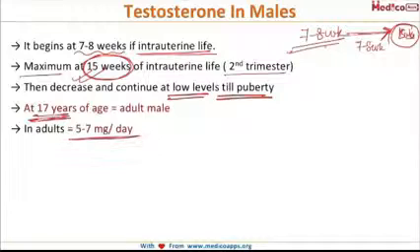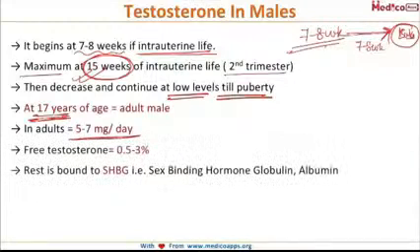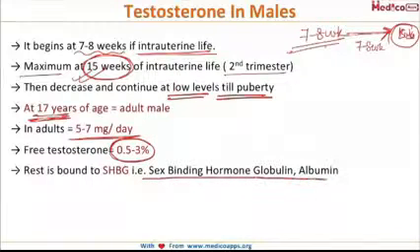Now out of this 5 to 7 milligrams, only 0.5 to 3% is free testosterone, and the rest is bound to sex hormone binding globulin and albumin. Now, how does the secretion of testosterone start in intrauterine life? It is because the first stimulus for the Leydig cells to release testosterone is not LH. And what is that? It is HCG, human chorionic gonadotropin. This forms one more important question: what is the first stimulus for the Leydig cells to release testosterone? Your answer will be HCG.